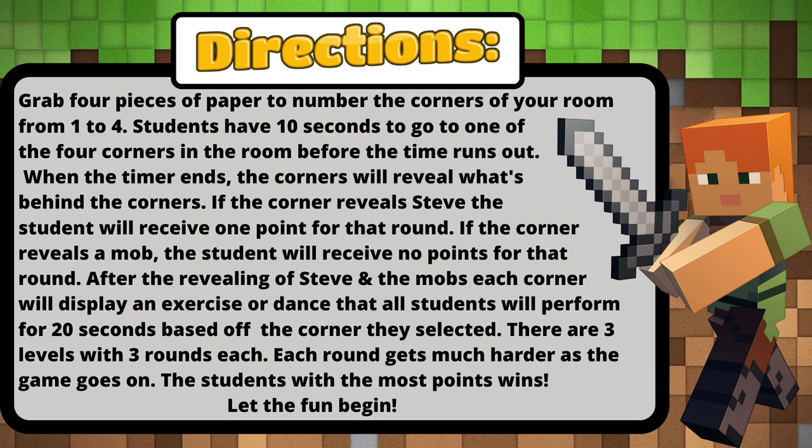If the corner reveals Steve, the student will receive 1 point for that round. If the corner reveals a mob, the student will receive no points for that round. After the revealing of Steve and the mob, each corner will display an exercise or dance that all the students will perform for 20 seconds, based off the corner they selected.